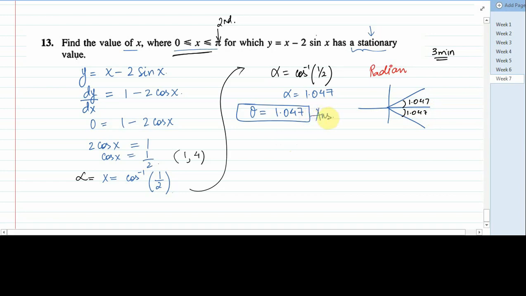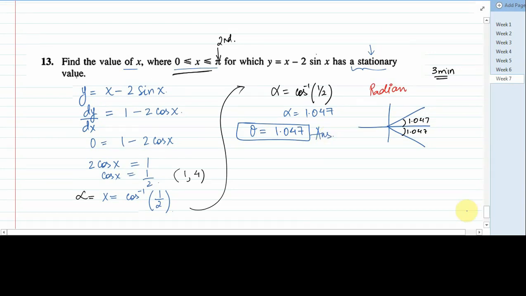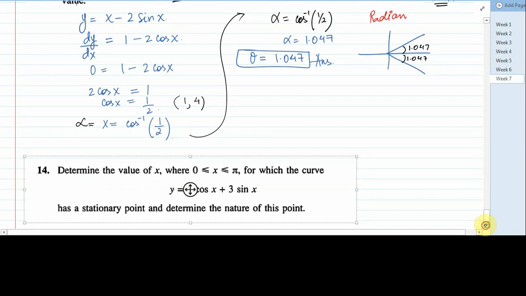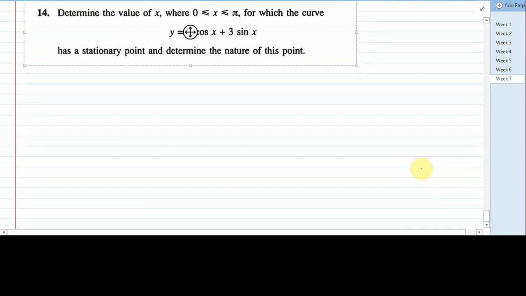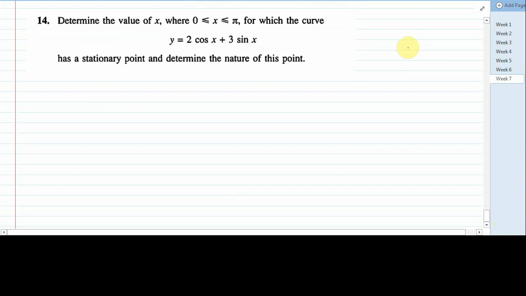Alright, so I hope that it is clear to you. And the concept of stationary points we had discussed in the early exercises of chapter 17, and we have done a number of questions in exercises 17.2 and 17.3 in which we use the same condition of stationary points. After that, moving on towards the next question, it's question number 14. Determine the value of x where 0 is less than or equal to x, less than or equal to pi, again the restriction till the second quadrant, for which the curve y equals 2 cos x plus 3 sin x has a stationary point, and determine the nature.